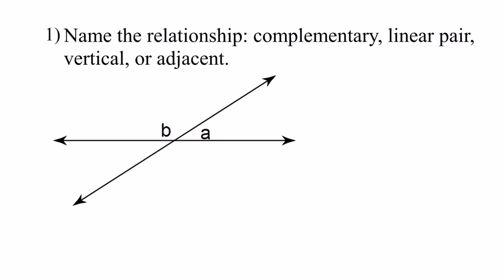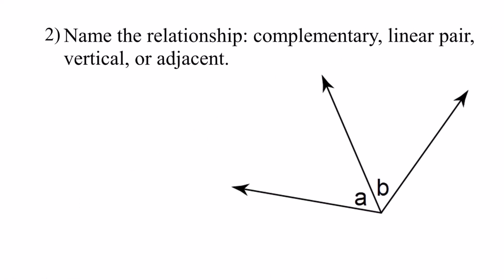Notice supplementary is not in there. That's because I don't want you to get that confused with the correct answer, which is linear pair. If you say adjacent, adjacent is not false. It's just not the best answer because linear pair is better. All right, look at that diagram. Choose the best answer: complementary, linear pair, vertical, or adjacent.